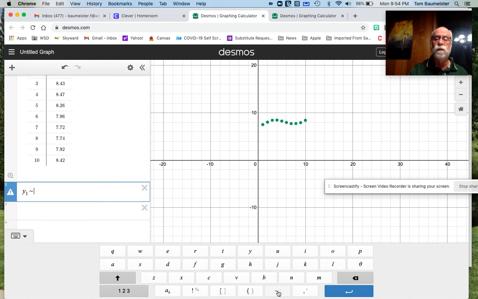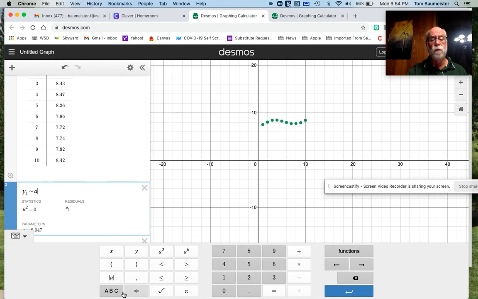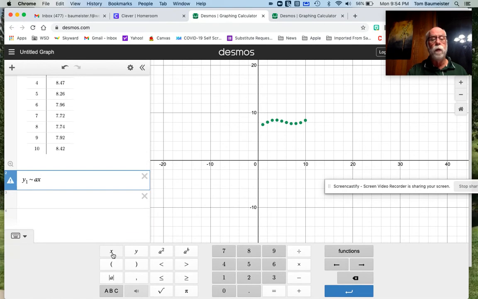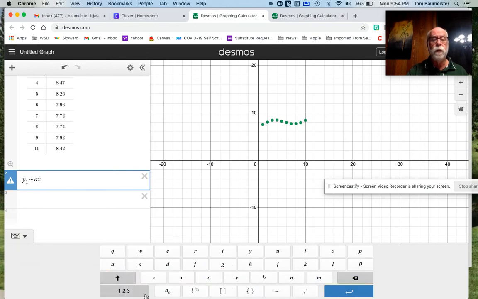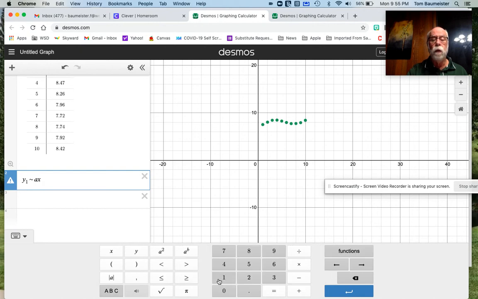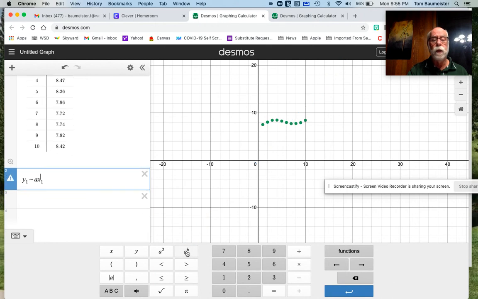And remember, since it's cubic, it's going to be ax cubed plus bx squared plus cx plus d. All right? So we're going to say a. Does a have a subscript? No. So we'll go x. Now x has a subscript, so we have to go back here to this one and go 1. And then, notice now it's coming up. Then we're going to go to this one here, right? Because now we need a cubic.